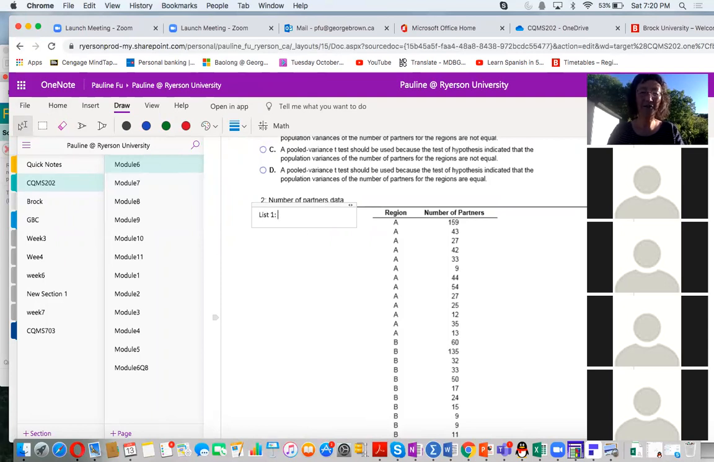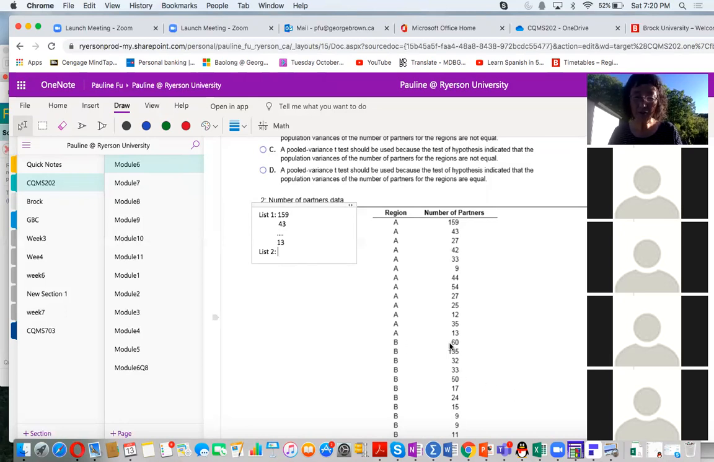List 1, you type in 159, 43, etc., etc., etc. The last number for list 1 is 13. So those data are your list 1, and then you type in list 2.